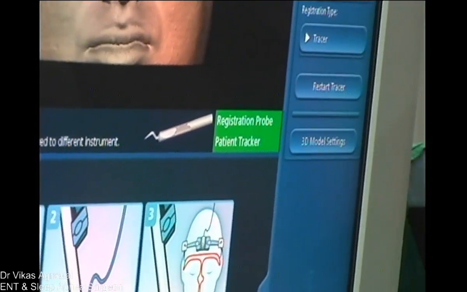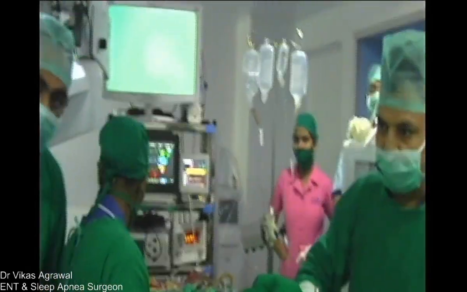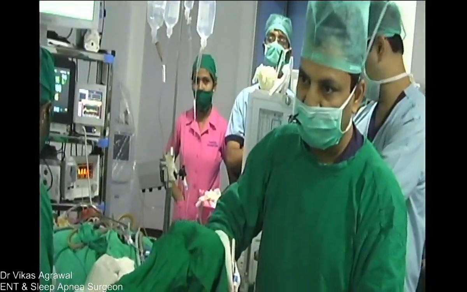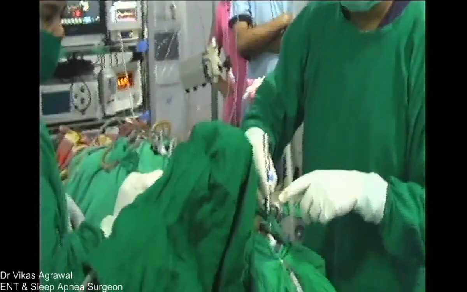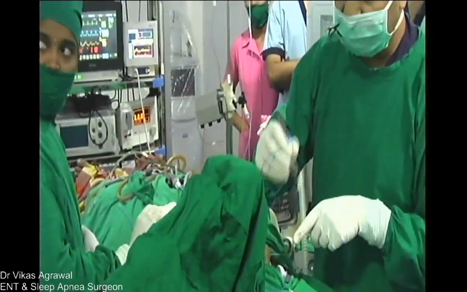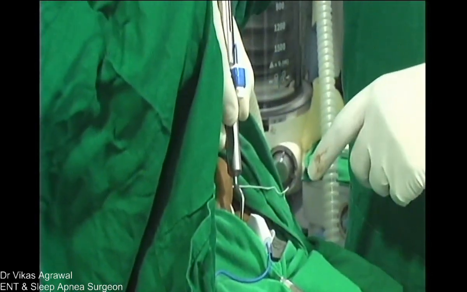Focus it. Okay. Now you show here, Sunil. Move the camera here. Now you are seeing this is the patient tracker. Go down. Okay, and this is the instrument tracker. Now I am marking. So I'll be moving the instrument.